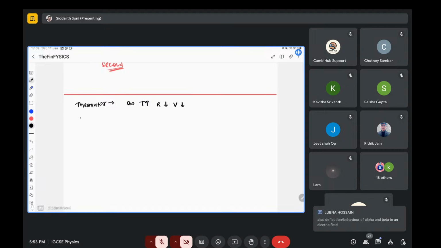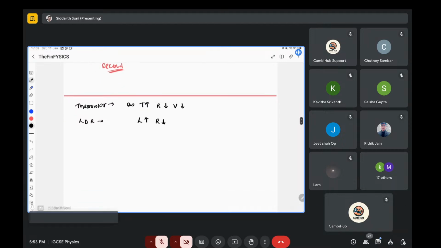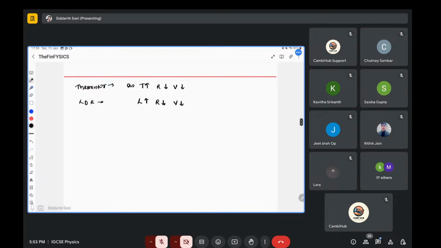Okay, the same thing happens for an LDR, except the temperature is replaced with light. So if your light intensity increases, your resistance decreases, and of course, your voltage will decrease. So the graph of temperature versus resistance or light versus resistance will be an inverse relation. And that is why this is known as NTC, but you don't need to know this.